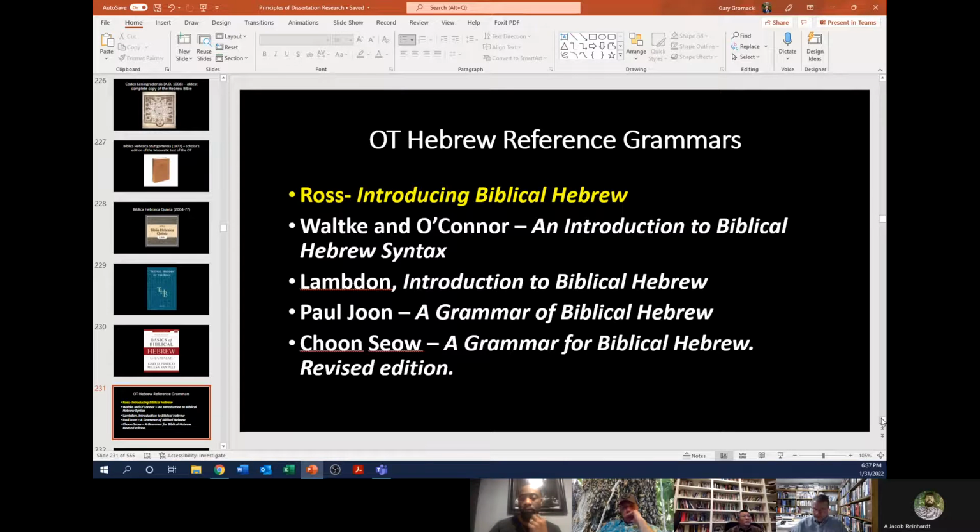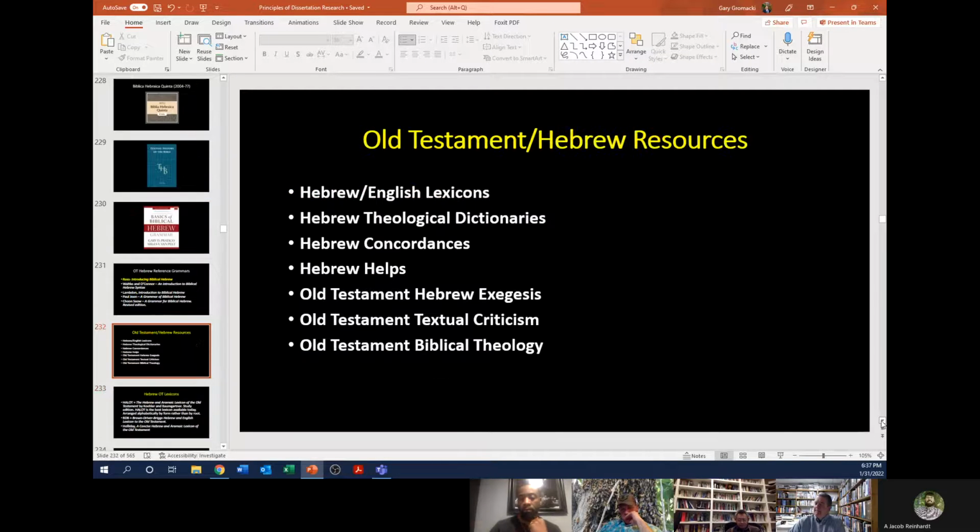Waltke and O'Connor, Introduction to Biblical Hebrew Syntax. Get into looking at the words and phrases and sentences. Seow, Grammar for Biblical Hebrew, Revised Edition. These are some of the reference grammars.